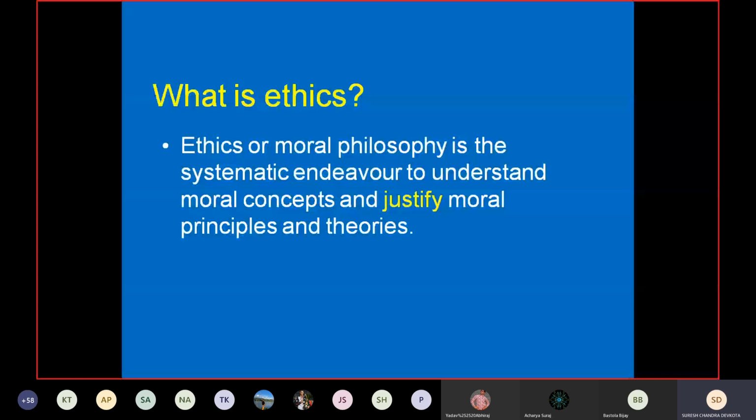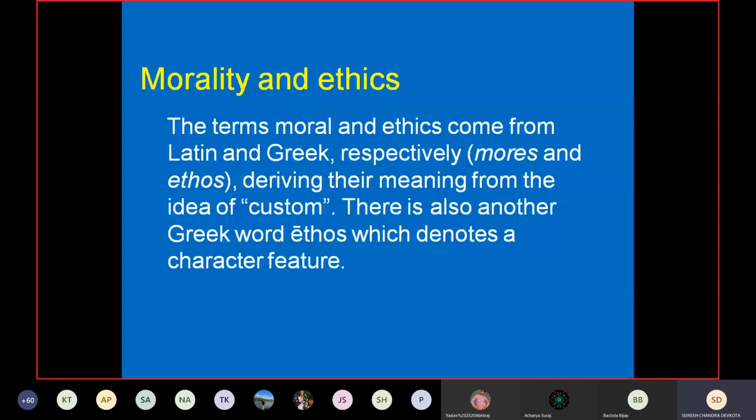Ethics or moral philosophy is the systematic endeavor to understand moral concepts and justify moral principles and theories. That means it's a systematic endeavor to understand what is needed, what is accepted, and what the basic principles are. Morality and ethics are two words which have an ancient lineage. The terms moral and ethics come from Latin and Greek words respectively, like we have discussed about mores and norms and ethos during our terminology classes, deriving their meaning from the idea of custom.